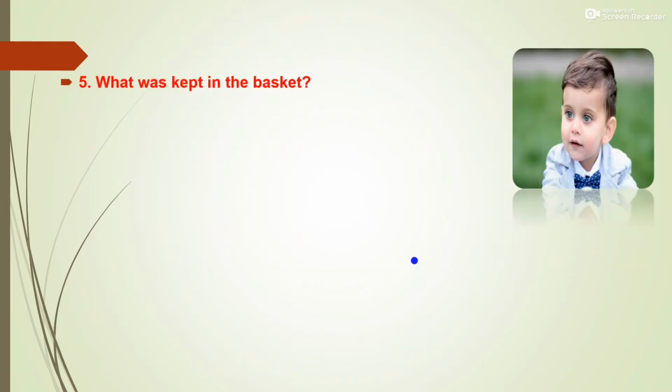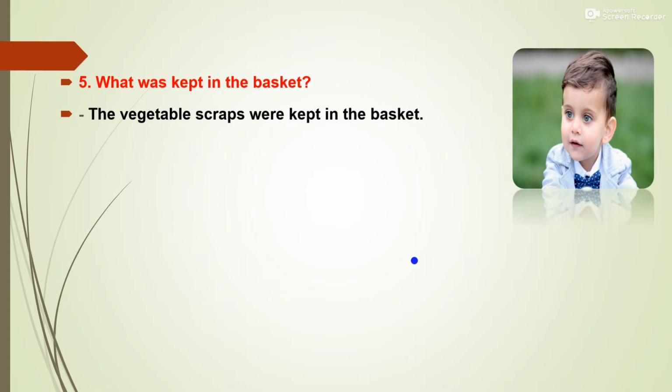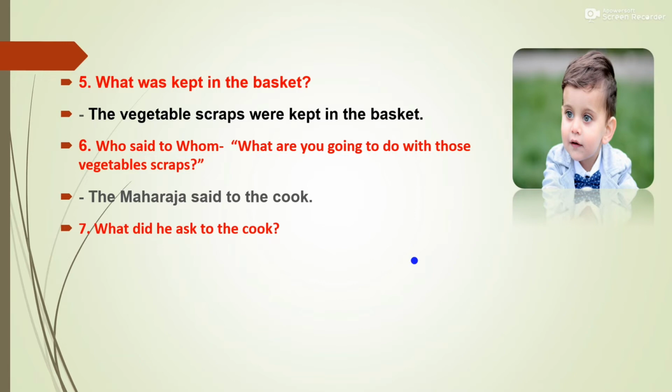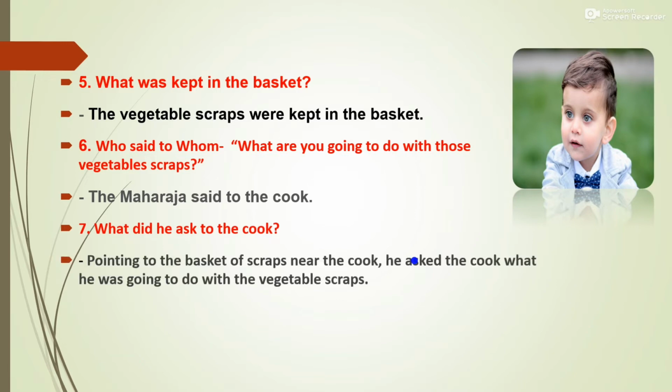Next question, what was kept in the basket? The vegetable scraps were kept in the basket. Who said to whom, what are you going to do with those vegetable scraps? The Maharaja said to the cook. The Maharaja asked the cook. What did he ask the cook?